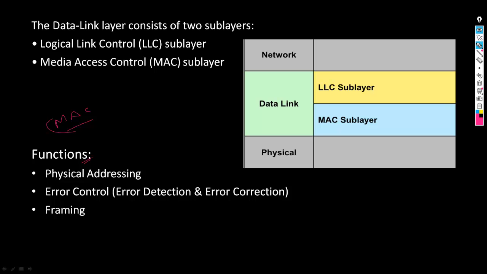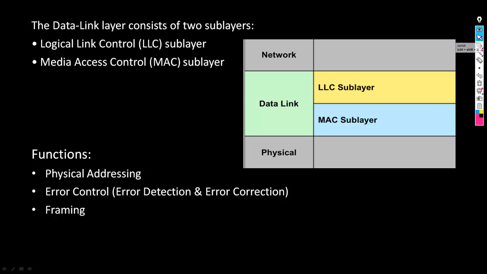Now we'll discuss functions of data link layer. One of its functions is physical addressing. Identifying devices based on MAC address, the data link layer adds a header to the frame that contains a destination address. Frame is transmitted to the destination address mentioned in the header. It also helps in error control, that is error detection and error correction. It provides error detection by checking frames with the help of a process called CRC, that is cyclic redundancy check. If any frame has any issue, it will be resent. Its another function is framing. So these are the functions of data link layer.